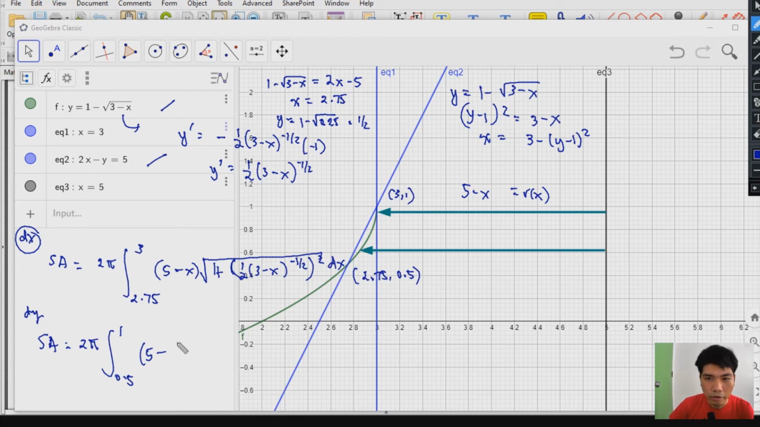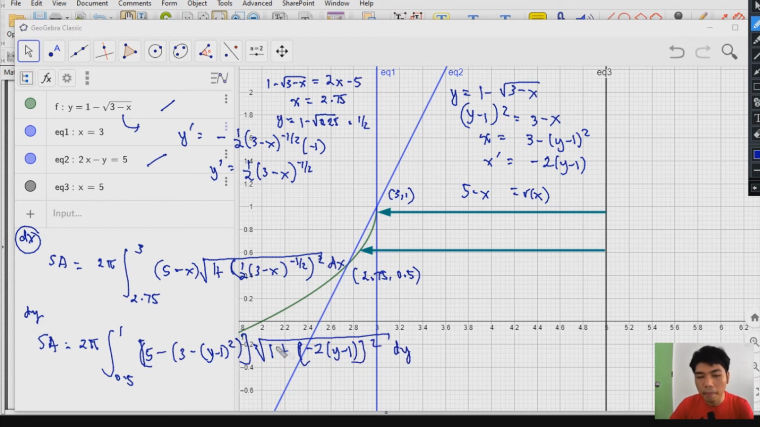So from this, we could have 5 minus (3 minus (y minus 1) squared). And then we multiply this by the square root of 1 plus, so what is your equation in terms of x? So that is the derivative of this x. x prime is equal to negative 2 times (y minus 1). So therefore, that is plus (negative 2 times (y minus 1)) quantity squared dy. So as you can notice, our integrand here has an answer, because we don't have any expression here raised to negative 1.